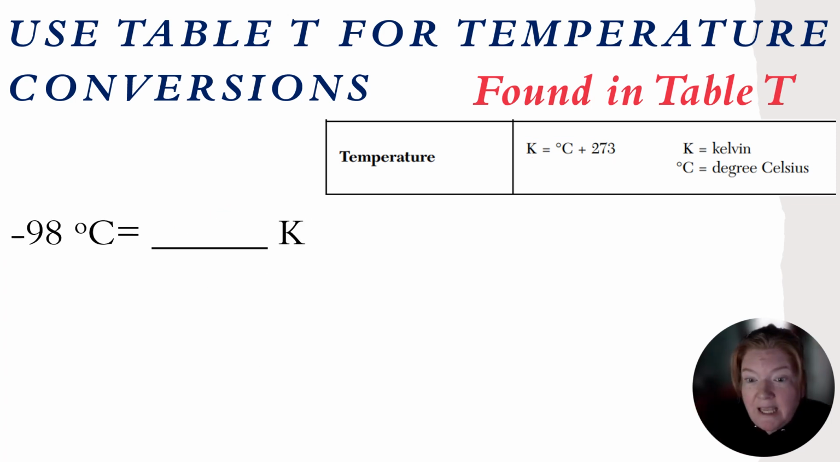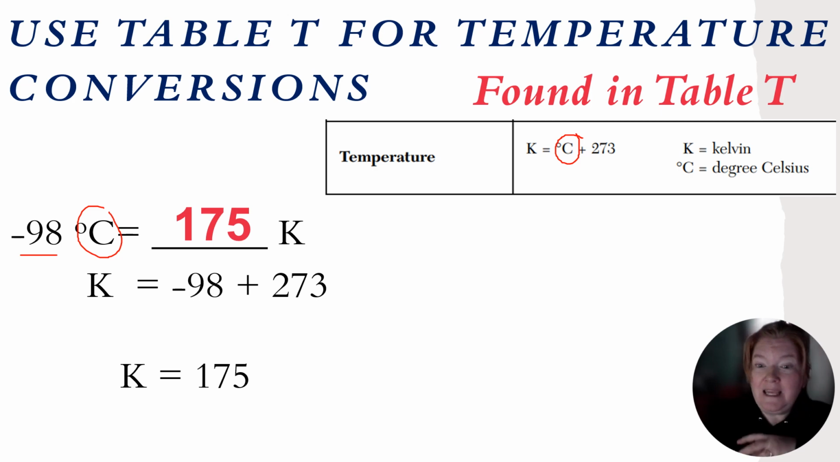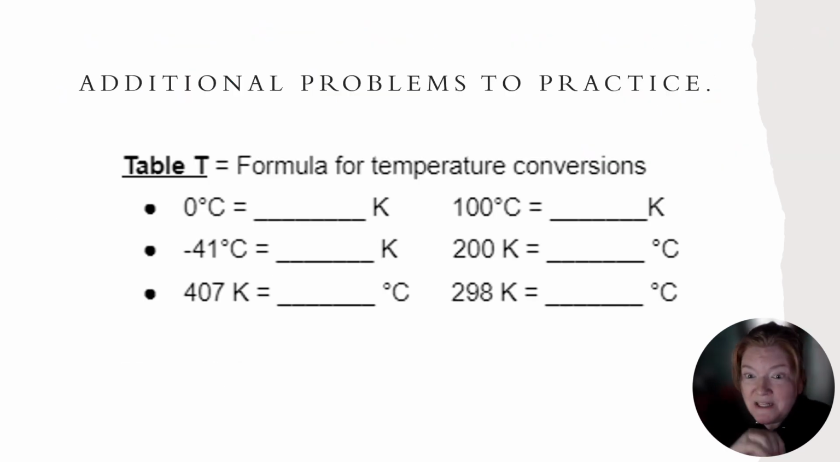Now, what if I'm not given a Kelvin temperature? What if I'm given a Celsius temperature? Well, I do the same thing. Now I have a number and it's in Celsius. So I replace the Celsius in my formula with the number I'm given. And now I just have to add those two terms. But notice one is a negative, so you just have to be careful. And I'm going to get this as my answer in Kelvin. Now, in your notes, you have some additional practice problems, because you need to know how to do these temperature conversions.